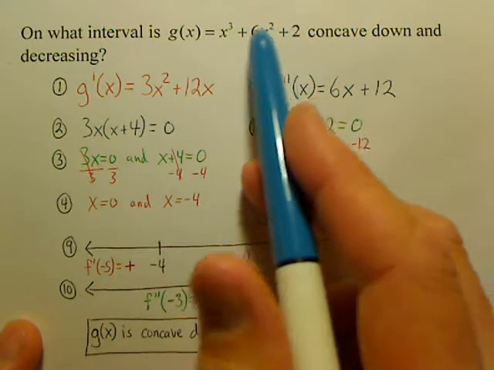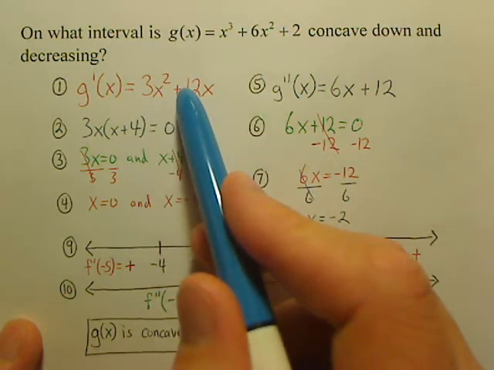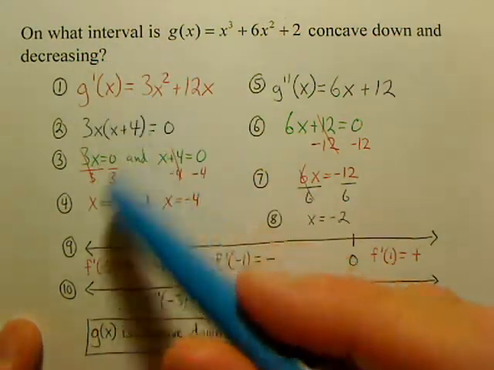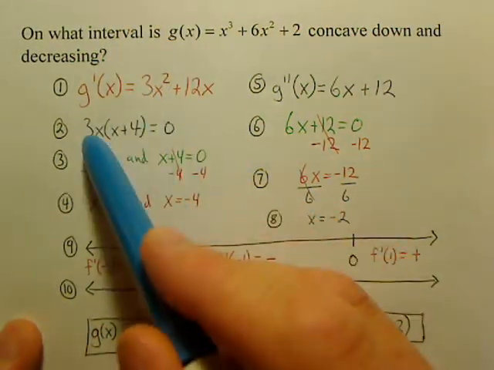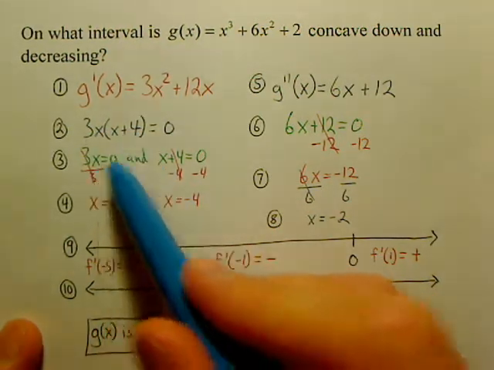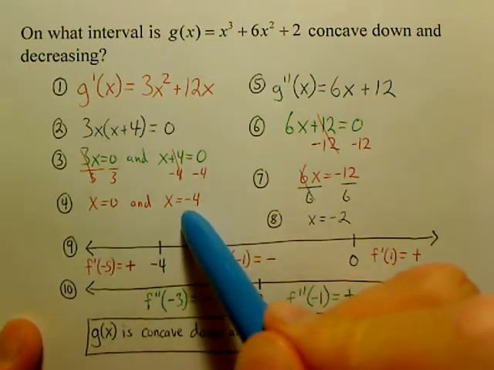So we take the derivative of this, here it is. Then you have to set the first derivative equal to 0 to find critical numbers, to find the breaks where decreasing might happen. So I pull out my GCF of 3x, set each factor equal to 0, solve them, and I get 0 and -4. Those are my two breakpoints.